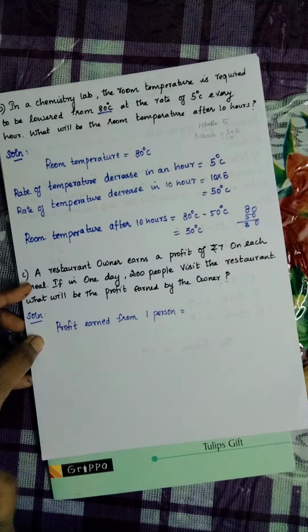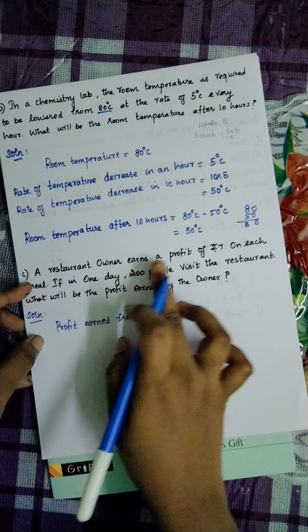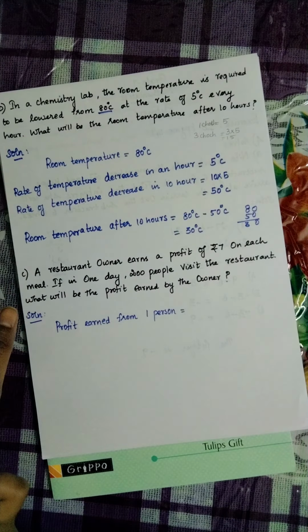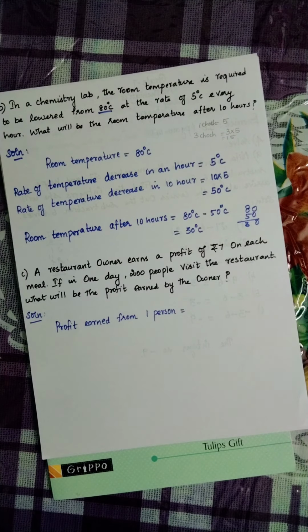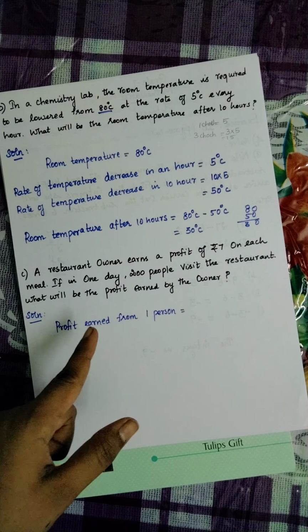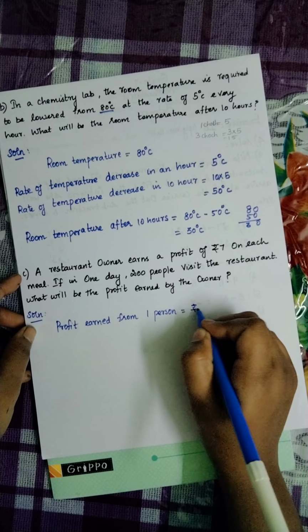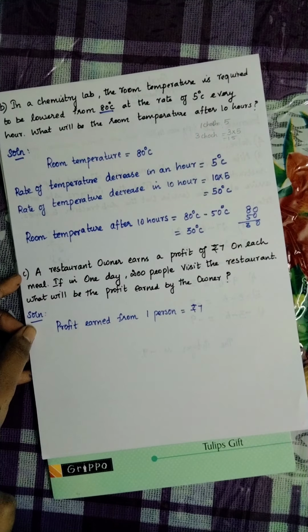What is the profit earned from one person? A restaurant owner earns a profit of rupees 7 on each meal. Each meal means each one meal. That is one person having one meal. The profit earned from one person is how many rupees? Rupees 7. Okay, it is rupees 7.